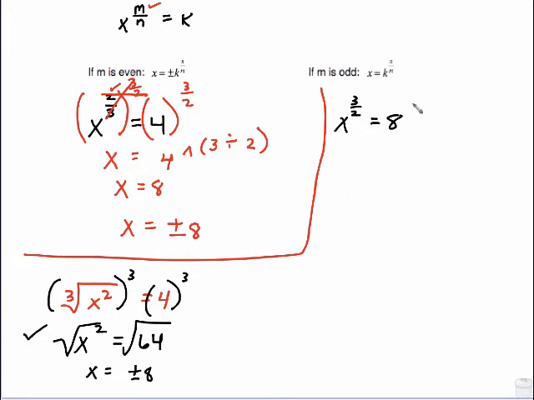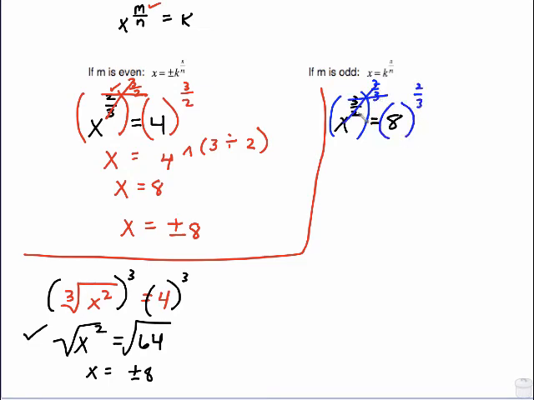Now this one over here says if m is odd, my top number is odd, which it is in this case, 3, then there is no plus or minus to worry about. You just go about your business and do the problem. So x to the 3/2, I'm going to raise it to the reciprocal power, which is 2/3.